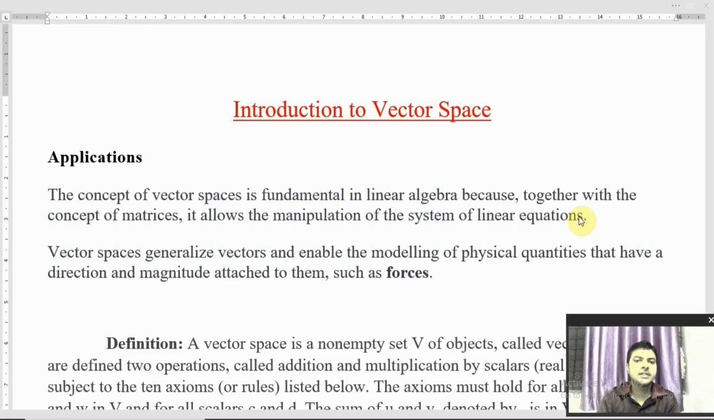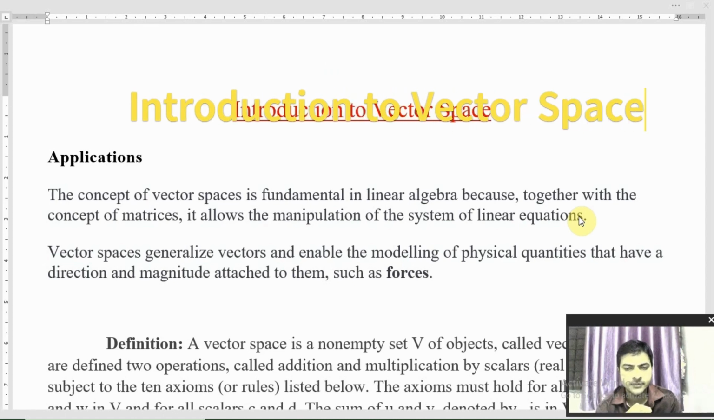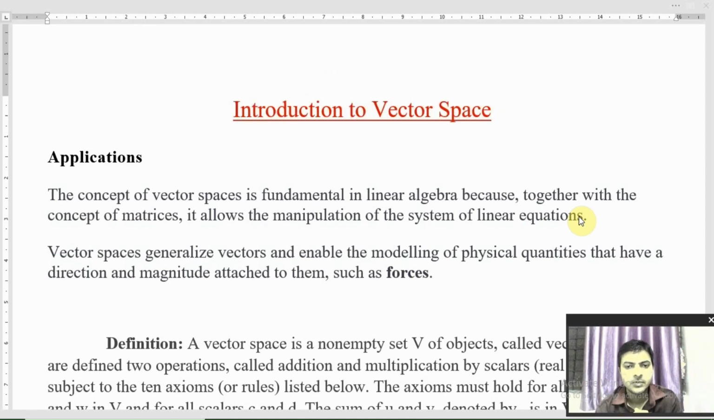Hello students, so we are going to start with an introduction to vector space. We will go through the applications, definitions and so on. Why study vector space? What is its application? It is a very important question for engineers, and they should know why it is important.